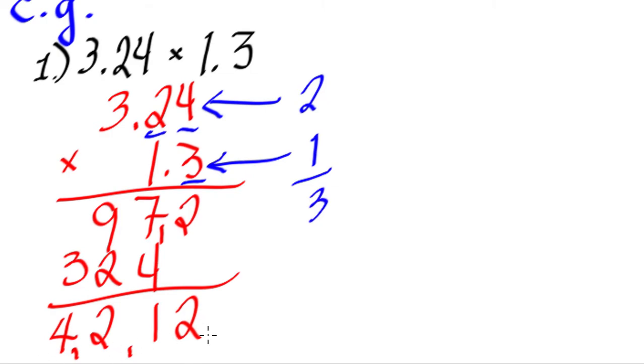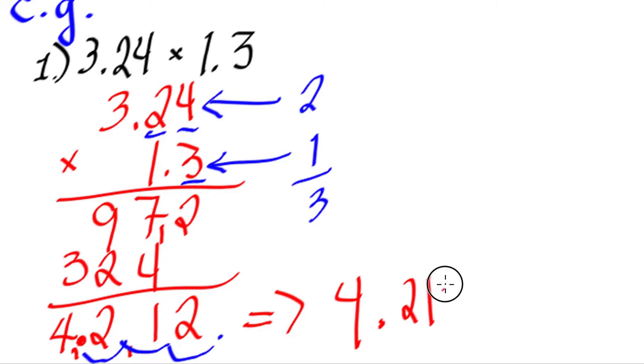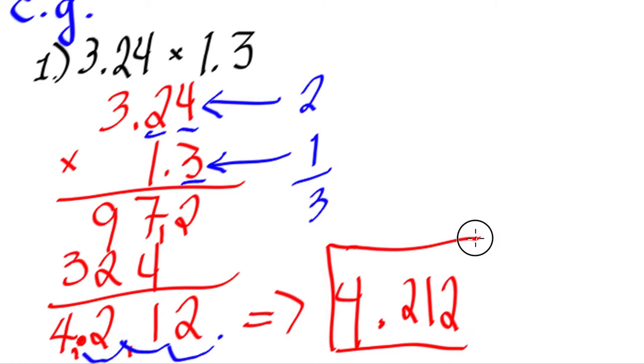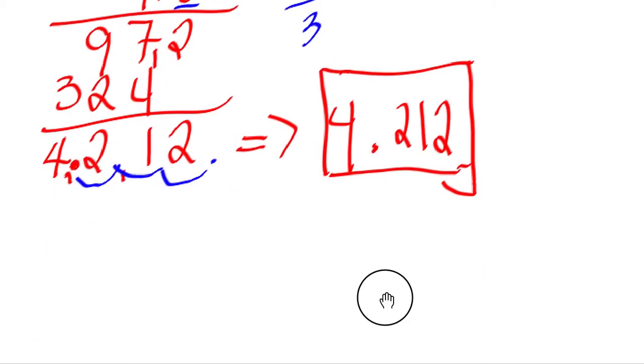Since there are 3, what we're going to do is move from here 3 steps to the right. So 1, 2, 3. Therefore, the decimal point must be placed in this part, which will give us the answer. Our final answer will be 4.212. And this is our answer for number 1. Okay, hopefully you got that example right. Let's have another one.